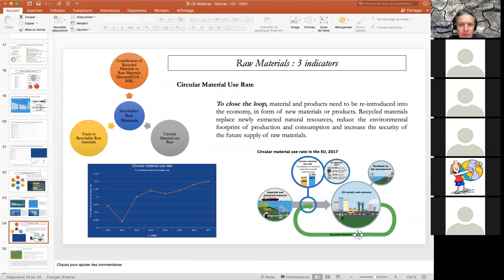The third category is raw materials. You have 3 indicators. I should say the one that we are really focused on is the circular material use rate. And I'm coming back to my idea about reuse or recycling. For the moment, if we have a percentage of material input for domestic use, it's only about 12%, almost 12%, which is very low if you compare to every activity we could involve in circularity.